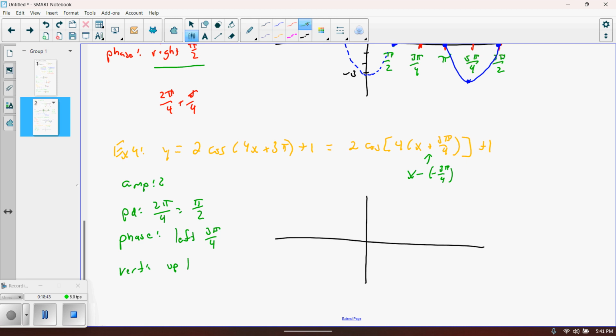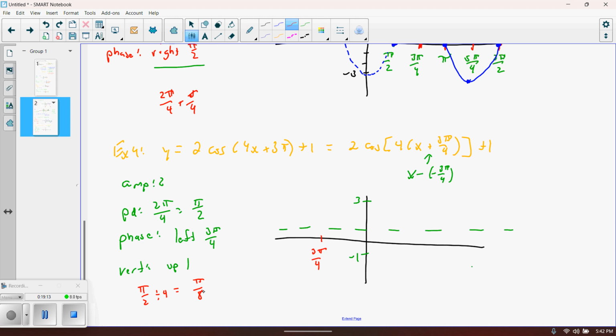May as well just at least do something on this. So here's 1. We know we've got to go up to 3. We've got to go down to -1 for the max and the min. It's going to shift to the left 3 pi over 4 units. And we have to figure out what we're counting by. So you take the period, divide it by 4, which is multiplying by 1/4. So you have to count by pi eighths.